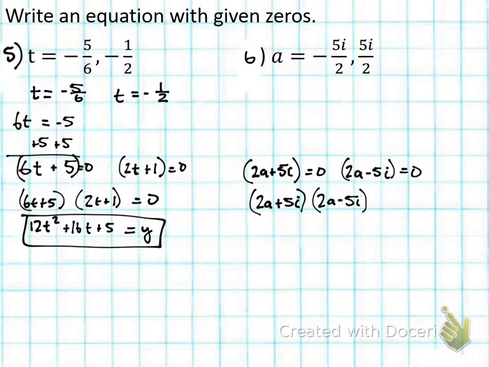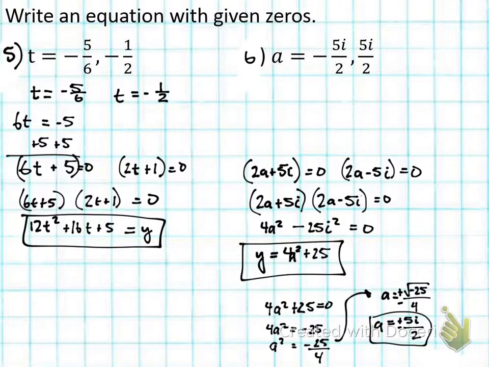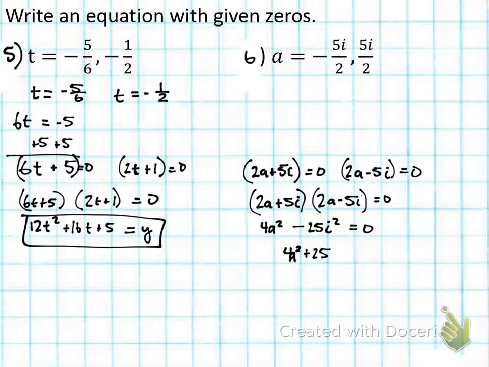So what's 2a times 2a? 4a squared. What's 5i times 5i? 25i squared. Put a minus sign in the middle, which is all equal to 0. Right? That's how quick you should be able to do that. What's i squared equal to? Negative 1 times negative 25 is positive 25. So your answer will be the following. Okay? That's how you do that.